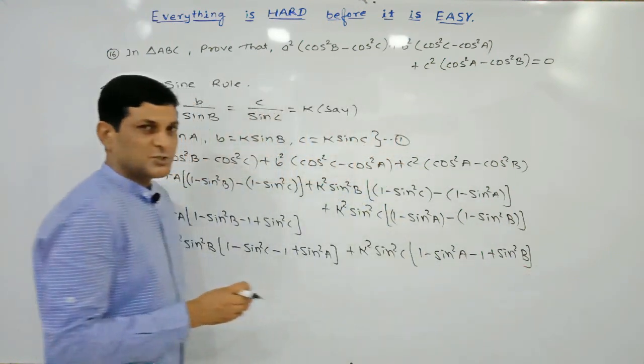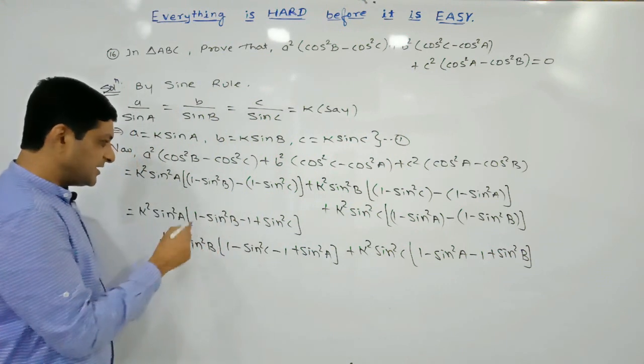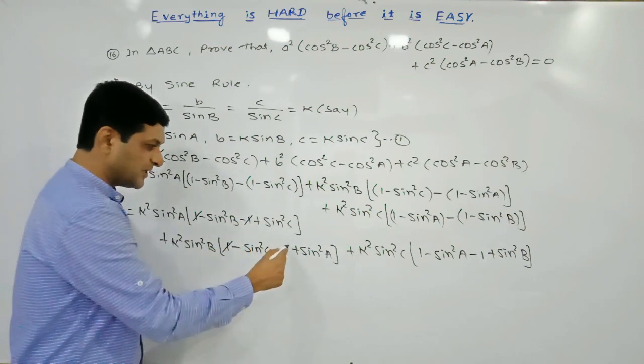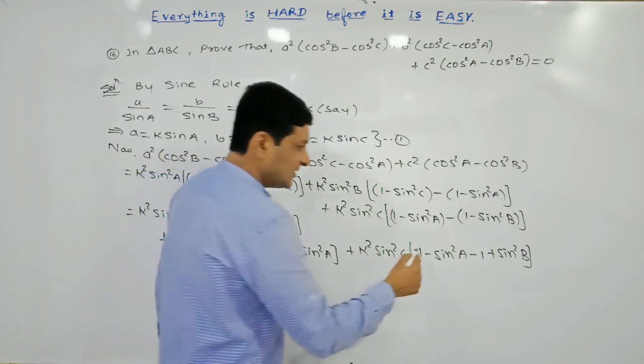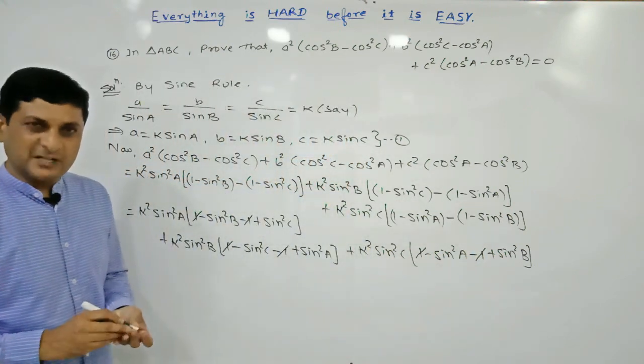Now let us check which terms will get cancelled here. In the first bracket, here plus 1 and this minus 1 will get cancelled. Here also plus 1 and minus 1 will get cancelled. Here also plus 1 and minus 1 will get cancelled. Now total 3 terms are there.